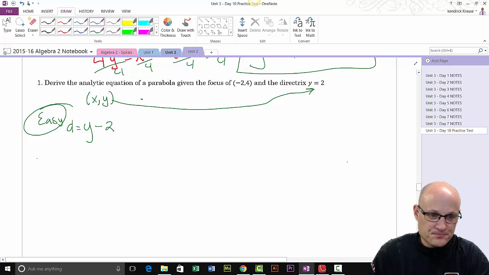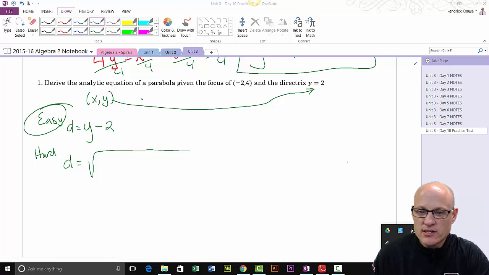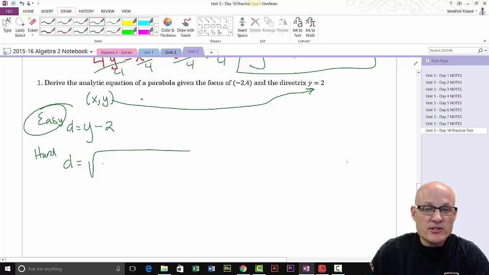Hard is the distance between the point and the... I'll bet it's... where is it? Oh, it's not updating the OneDrive. Well, it will in a minute. The distance between the point and the point.